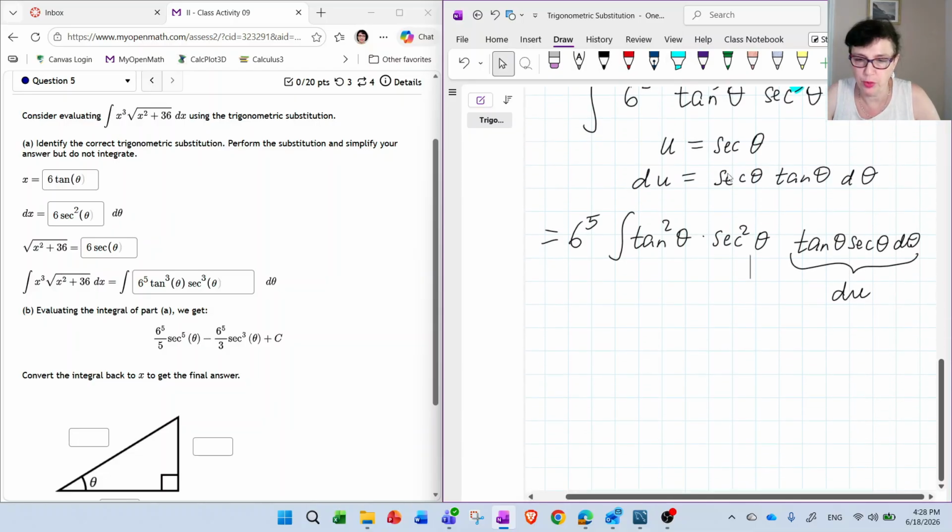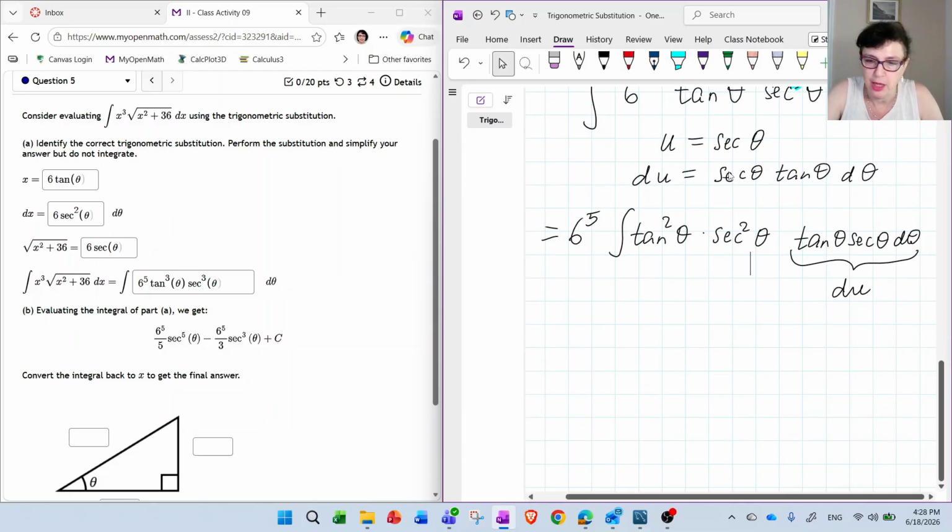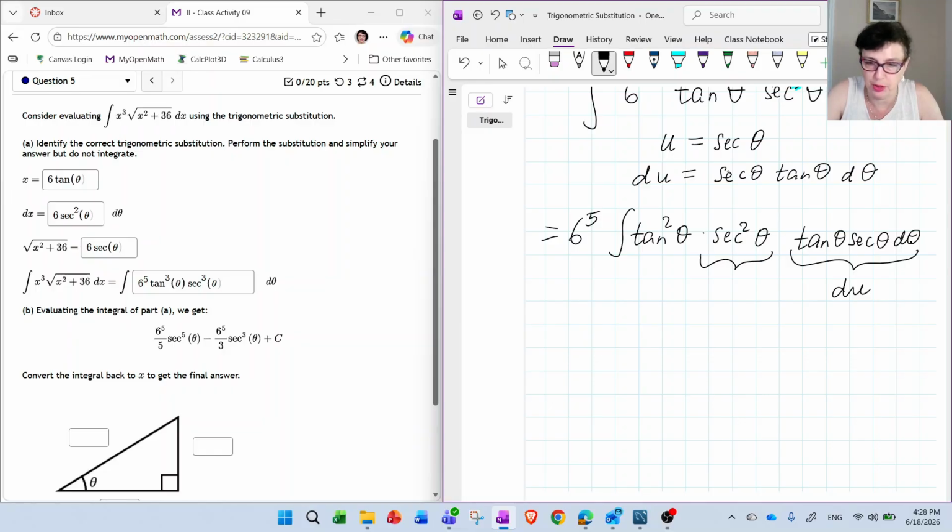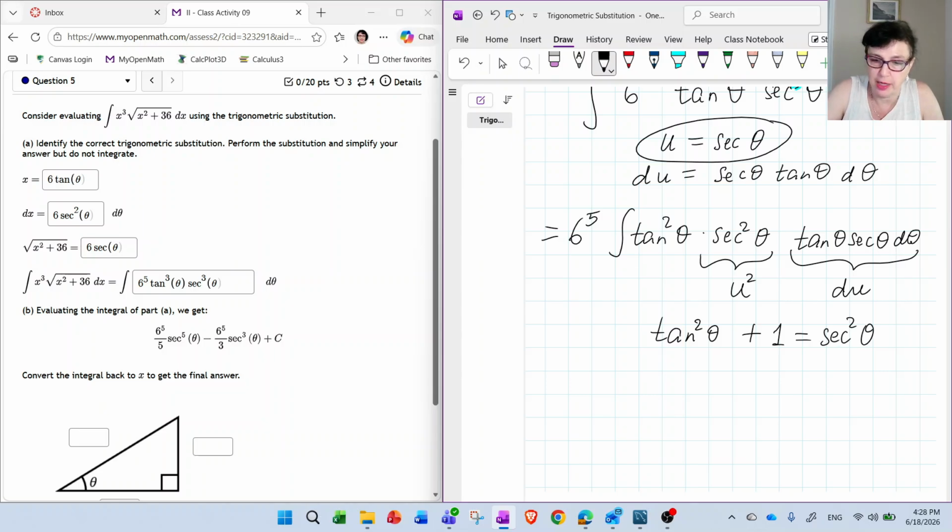Okay, now what do I do next? Well, the substitution is secant, so it is very easy to see that secant squared is just going to become u squared. But what about the tangent squared? u was secant. How do I change the tangent? Well, again, we go back to that identity that everyone needs to know, which is tangent squared plus 1 equal to secant squared. And I can now express tangent squared as secant squared minus 1, right? So it's going to become secant squared minus 1. And because u was secant, I wind up with u squared minus 1.